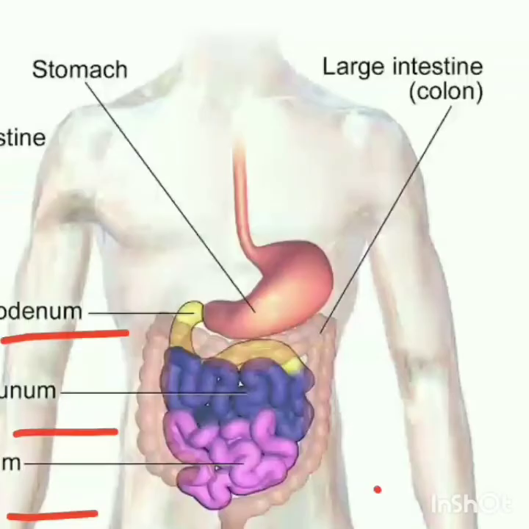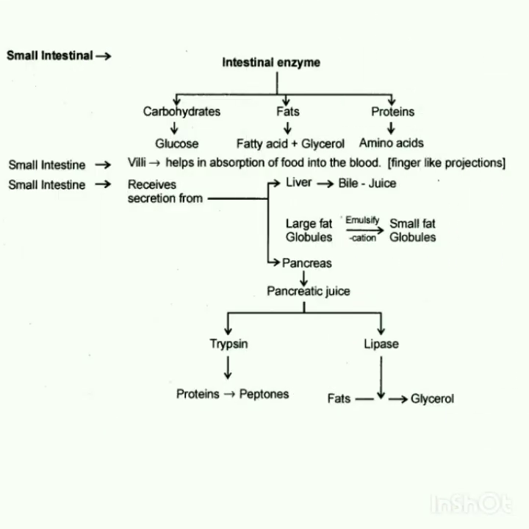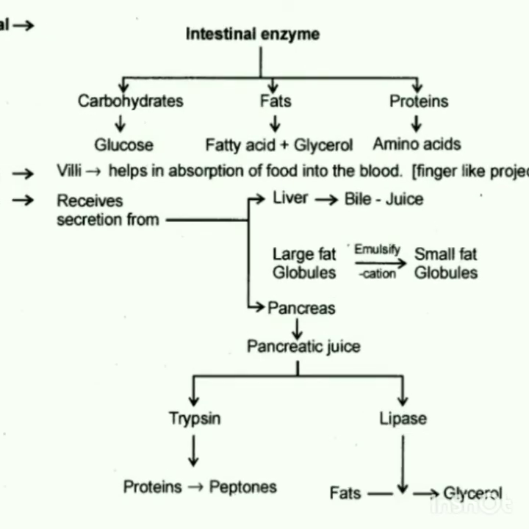Now food finally reaches into the small intestine, and here digestion is completed. So now we will see this flow chart to understand or recall what we have studied just now. So our intestinal enzymes help in the conversion of carbohydrate into glucose, fat into fatty acid and glycerol, protein into amino acid. In the small intestine, villi are present.